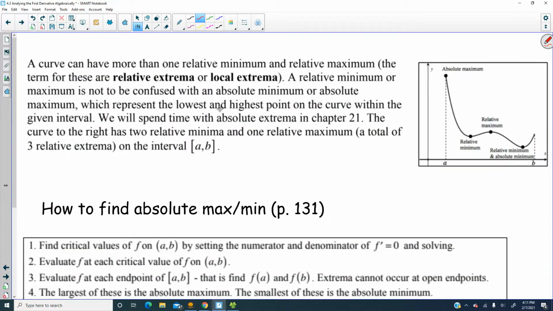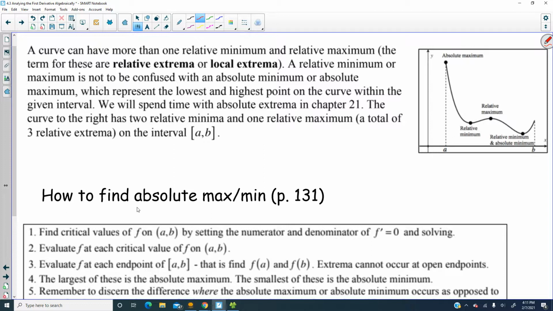All right, moving on. One thing you'll be asked for is relative max and relative min. You can find those by analyzing the signs. The other thing you'll be asked for is how to find the absolute maximum and minimum.